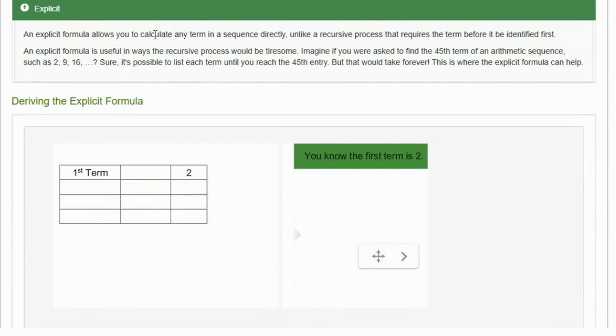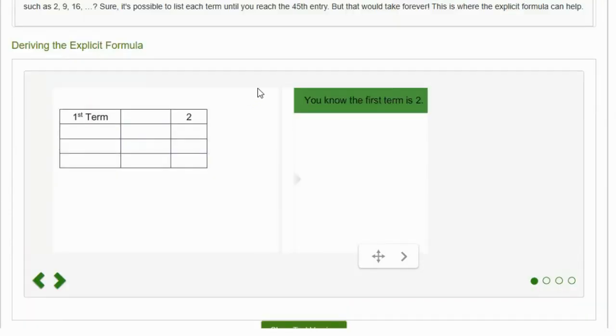The explicit formula allows you to calculate any term in a sequence directly, unlike a recursive process that requires that you know the term before it. So an explicit formula is useful in ways that the recursive process would be tiresome. Imagine if you were asked to find the 45th term in an arithmetic sequence like 2, 9, 16. Sure, it's possible to list all 45 terms, but that would take forever. All right, so let's figure out exactly how we would come up with something like this.